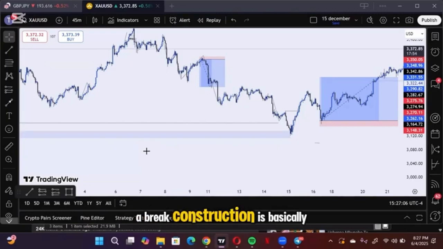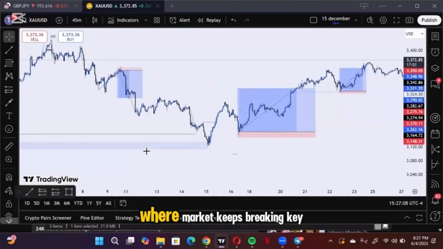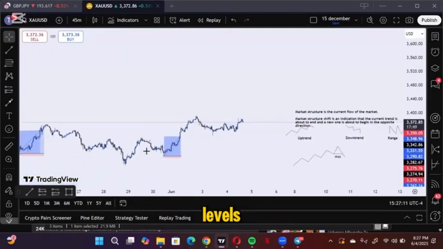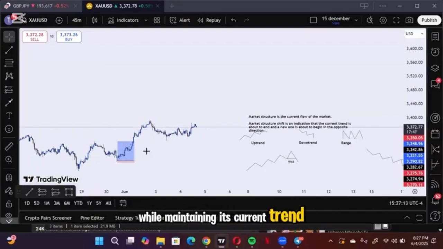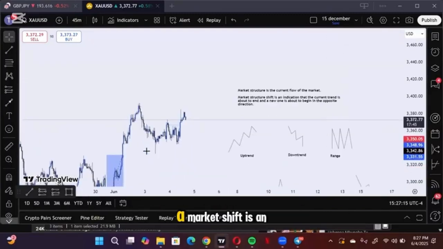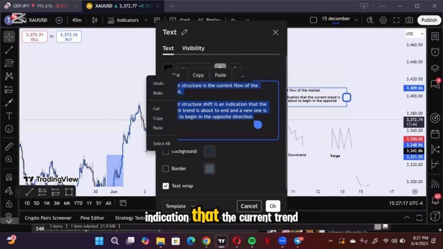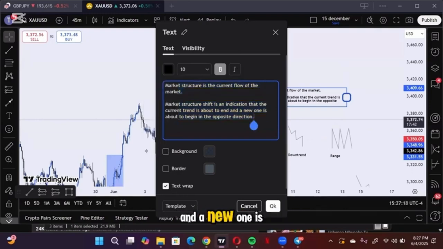A break of structure is basically a scenario where market keeps breaking key levels while maintaining its current trend. A market structure shift is an indication that the current trend is ending and a new one is about to begin in the opposite direction. So in structure shifts, you are trading opposite of the current trend, but in break of structure, you are trading in line with the current trend.